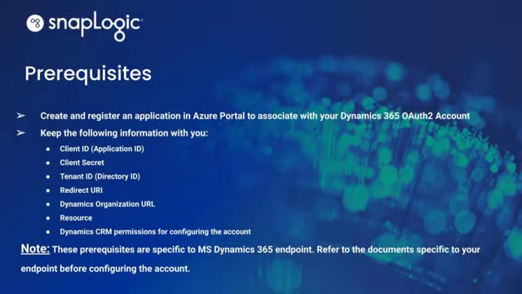Prerequisites: ensure that you have created and registered an application in the Azure portal to associate with your Dynamics 365 OAuth 2 account. Contact your IT admin in case you haven't done your configuration. Also ensure that you have the following account information handy: the client ID or the application ID, the client secret, the tenant ID or directory ID, the redirect URI, Dynamics org URL, resource, and the necessary Dynamics CRM permissions for configuring the account.